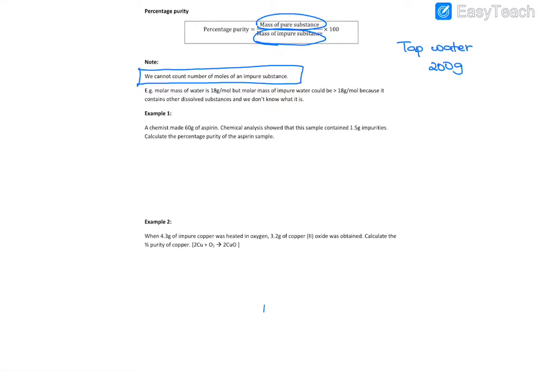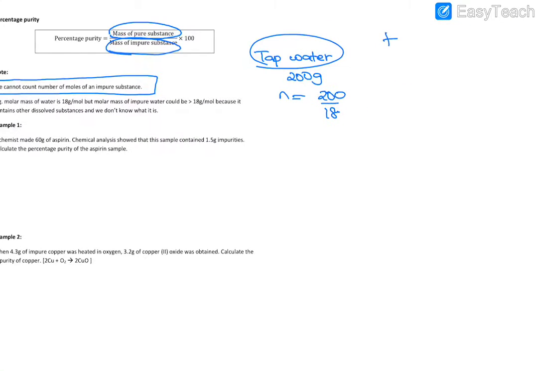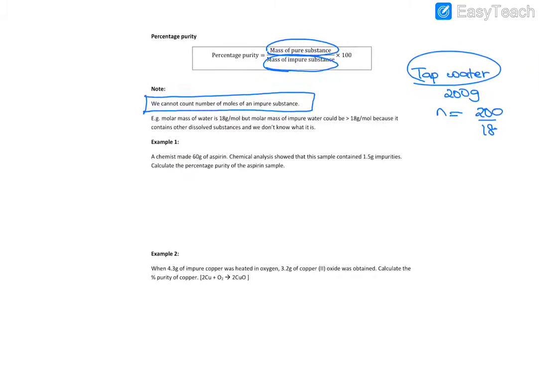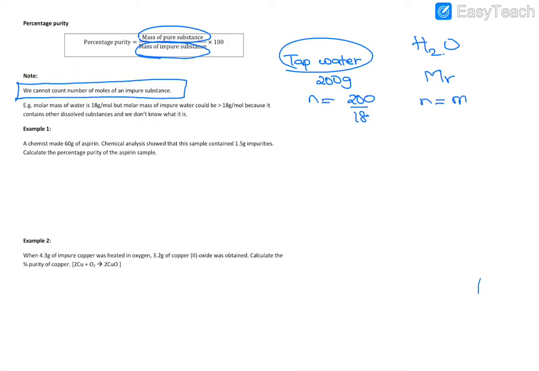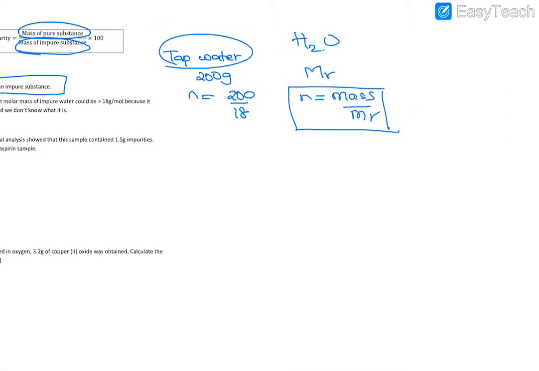You cannot do number of moles is equal to mass over Mr for tap water, because tap water does not just contain H2O. It contains bacteria, it contains ions dissolved in it. So you don't actually know the Mr of an impure substance. So number of moles equals mass over Mr doesn't work for impure substances. This applies only for pure substances.